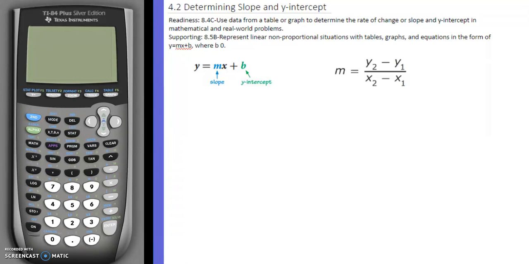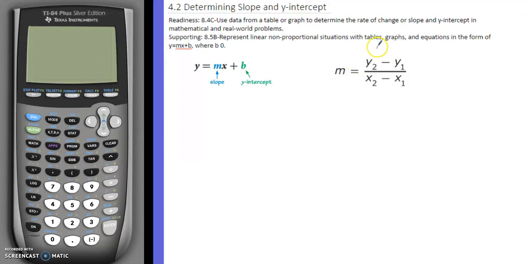Determining slope and y-intercept. Remember, we have the form y equals mx plus b. The coefficient before x is m, which is the slope. B is where it intersects the y-axis.